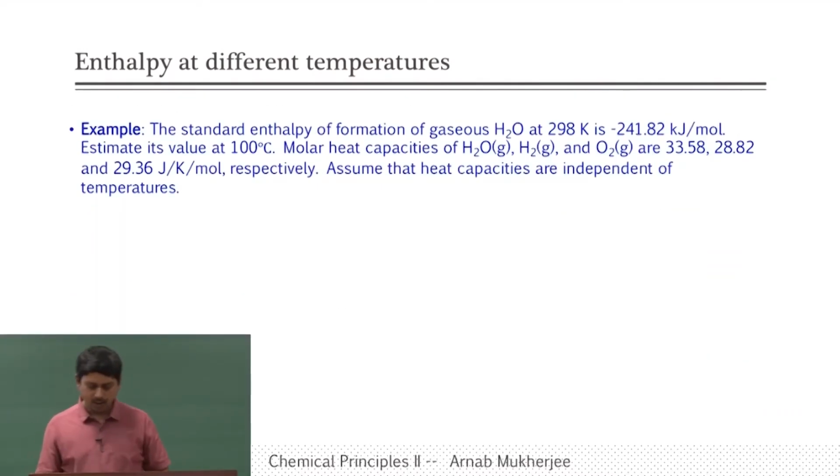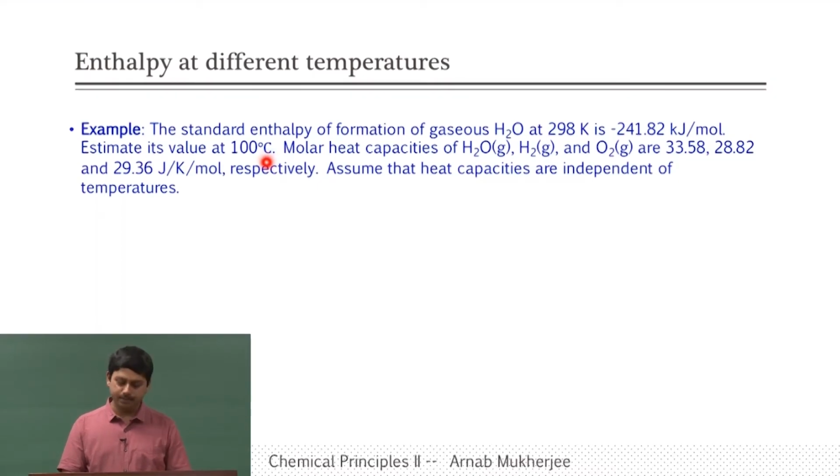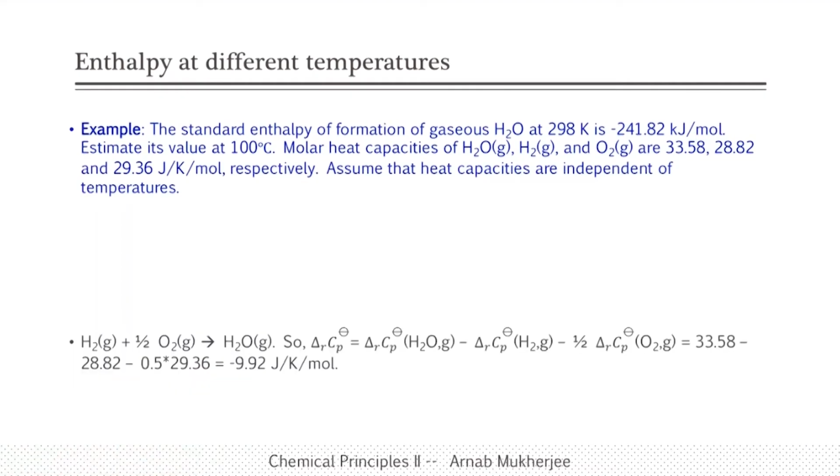Now this is just a simple example: the standard enthalpy of formation of gaseous H2O at 298 Kelvin is this much, estimate its value at 100 degrees centigrade. Okay, so 298 Kelvin and 100 degrees is 373 Kelvin, right. The molar heat capacities of water, hydrogen and oxygen are given. Assume the heat capacities are independent of temperature, otherwise we cannot subtract them because they are going to change, right. So that formula is very clearly here.